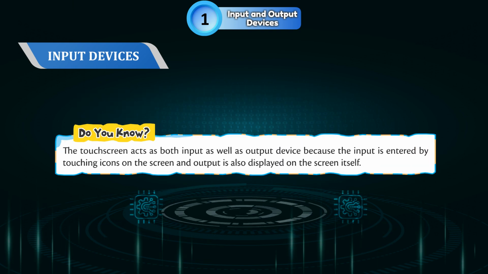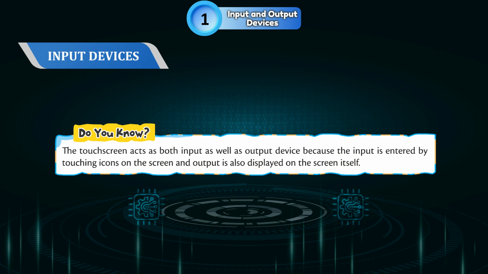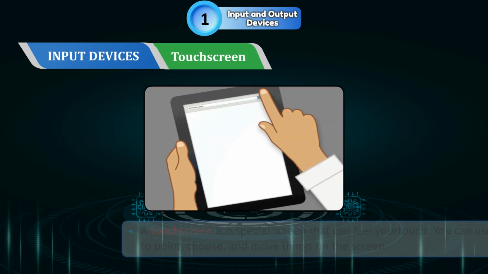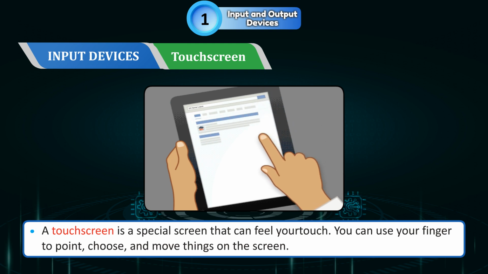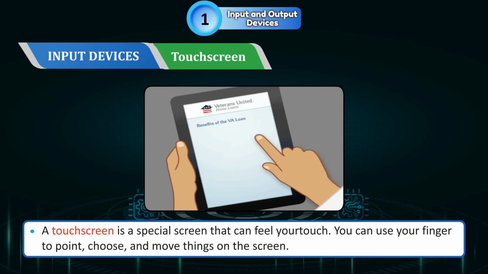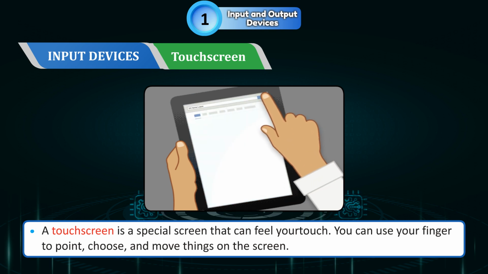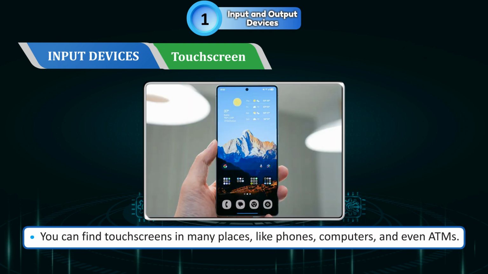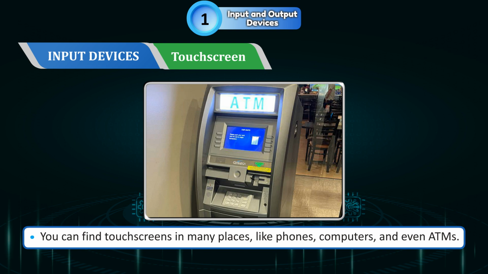Do you know? The touch screen acts as both an input and an output device because the input is entered by touching icons on the screen, and output is also displayed on the screen itself. Touch screen. A touch screen is a special screen that can feel your touch. You can use your finger to point, choose, and move things on the screen. You can find touch screens in many places, like phones, computers, and even ATMs.